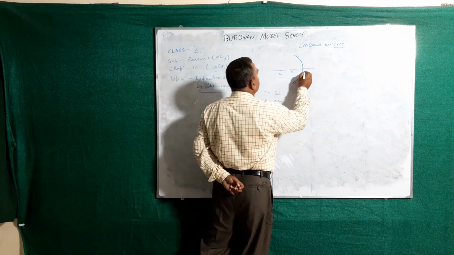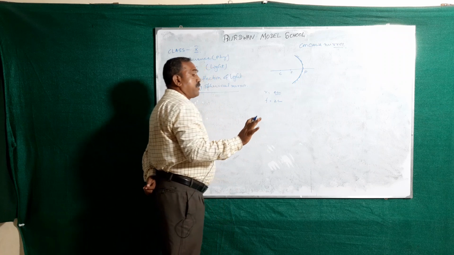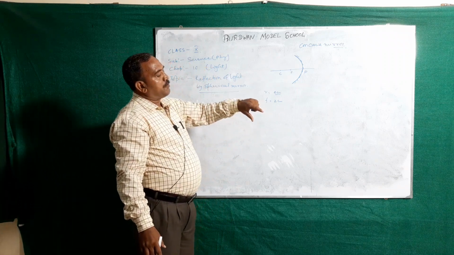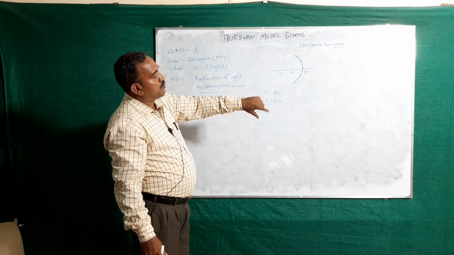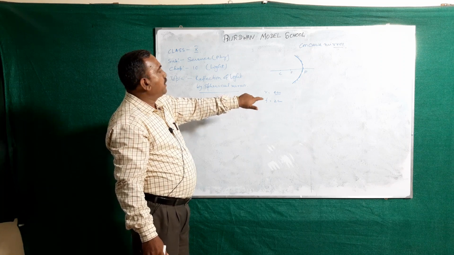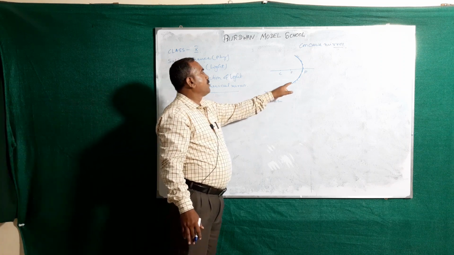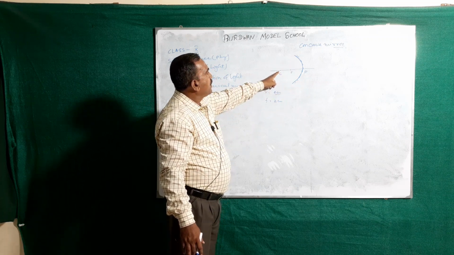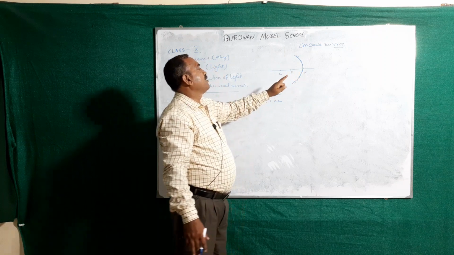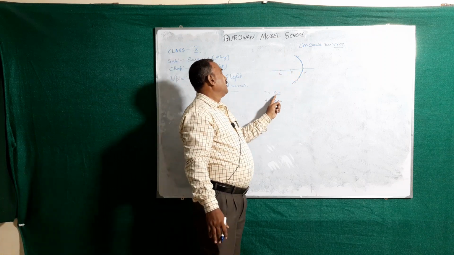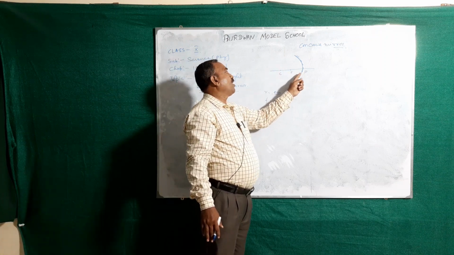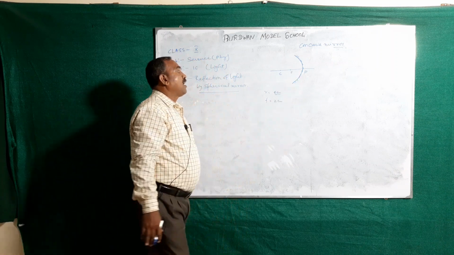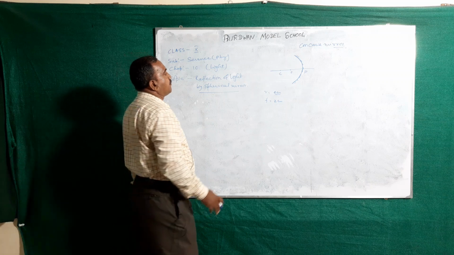P is the pole of the mirror. Is it clear? First, with the help of a compass, you draw an arc of 4 centimeter radius. And if you consider CP, that means the radius of curvature, 4 centimeter, the focal length FP will be 2 centimeter because it is half of the radius.